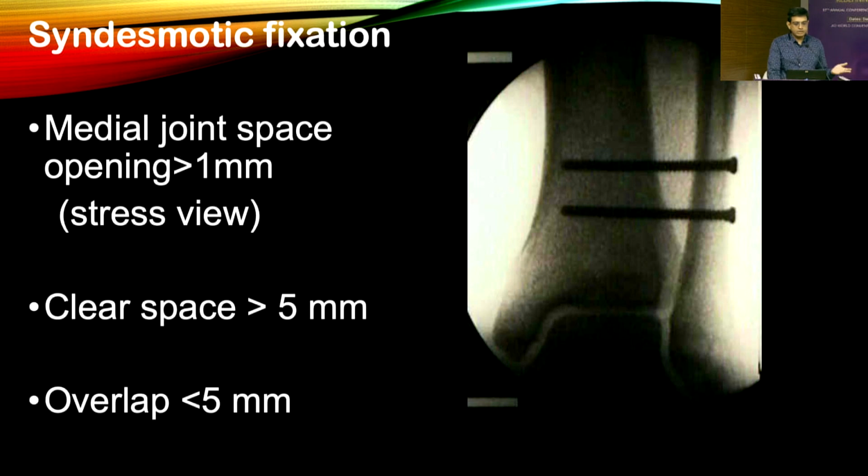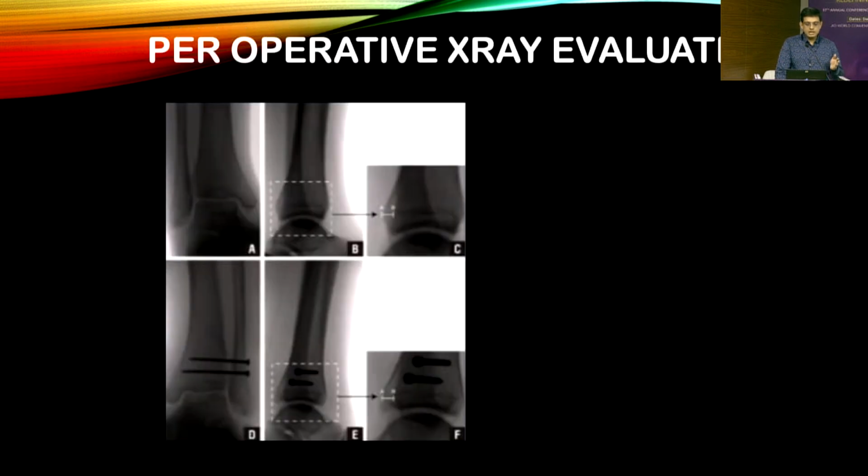And regarding the fixation method, when there is a medial joint space opening of more than 1 mm in a stress view, clear space of more than 5 mm, and overlap of less than 5 mm, you have to go for fixation. You have to evaluate the patient in both AP and lateral view. In the lateral view, which you often miss, the fibula has to be centered on the tibia, like this X-ray.